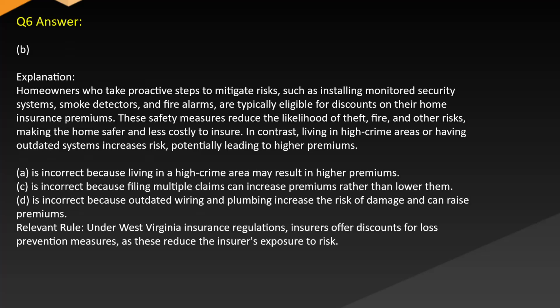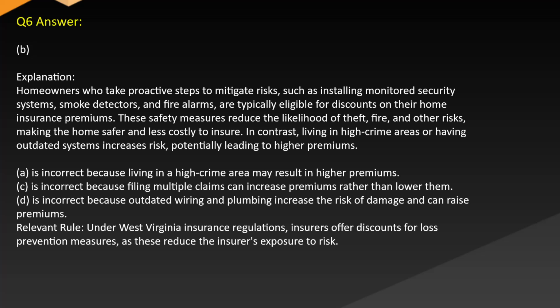Answer B. Explanation. Homeowners who take proactive steps to mitigate risks, such as installing monitored security systems, smoke detectors, and fire alarms, are typically eligible for discounts on their home insurance premiums. These safety measures reduce the likelihood of theft, fire, and other risks, making the home safer and less costly to insure. In contrast, living in high-crime areas or having outdated systems increases risk, potentially leading to higher premiums.